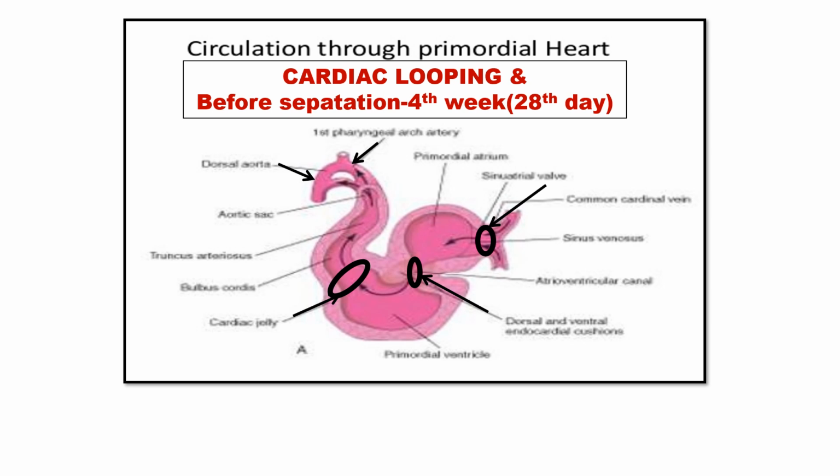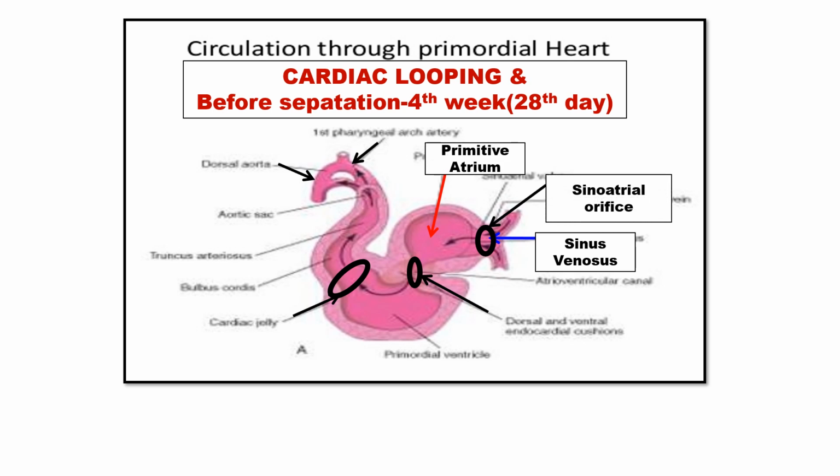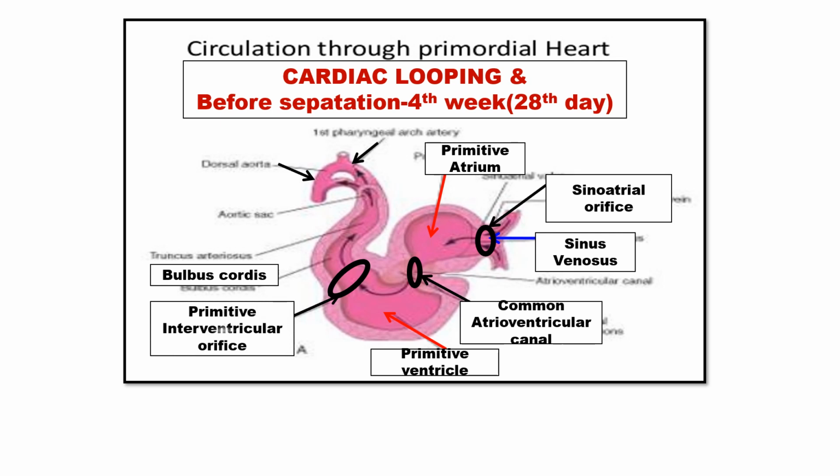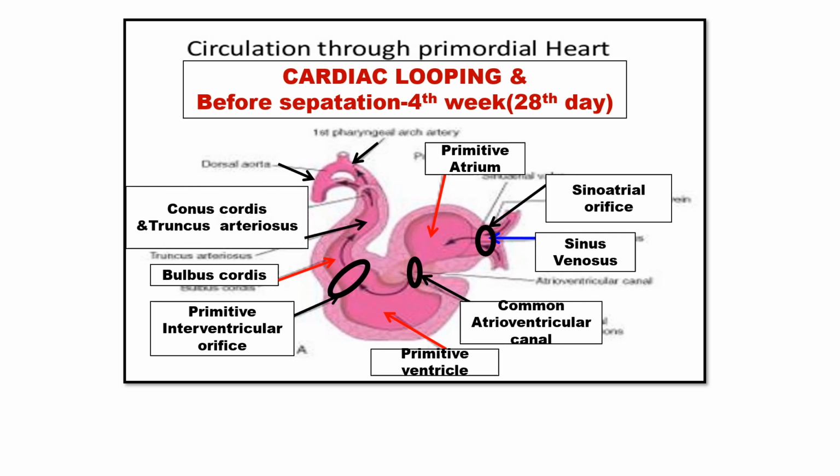Circulation of the primordial heart after the cardiac looping, before the septation, that is before the 20th day. Blood enters through the sinus venosus by 3 pairs of veins. It enters the primitive atrium via the sinoatrial orifice. Blood from the primitive atrium enters the primitive ventricle via the common atrioventricular canal. Blood from the primitive ventricle enters the bulbus cordis through the primitive intraventricular foramen. Blood from the bulbus cordis enters the conus cordis and later the truncus arteriosus. And from the truncus arteriosus it reaches the dorsal aorta via the aortic arch arteries.